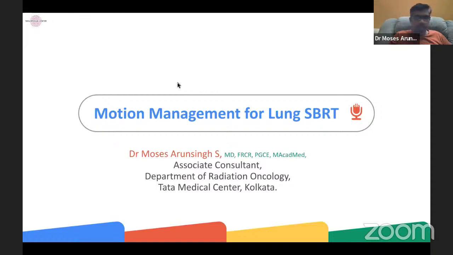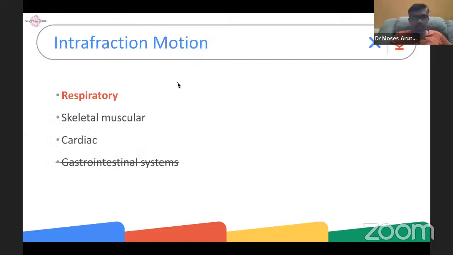The mandate given to me is to talk about motion management, particularly in early stage lung cancers undergoing SBRT. When we talk about radiotherapy, Dr. Naveen mentioned different concerns in terms of interfraction and intrafraction motion. But when it comes to respiratory motion, it is most commonly the intrafraction motion that we are worried about.